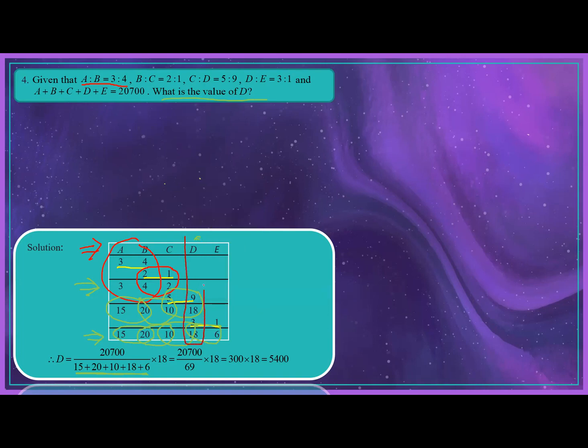D is 18. Okay, this one. You have D as 18. But if we want to find the value of A, you multiply this by A also, which is 15. Okay. So simplifying, you'll get 5,400.